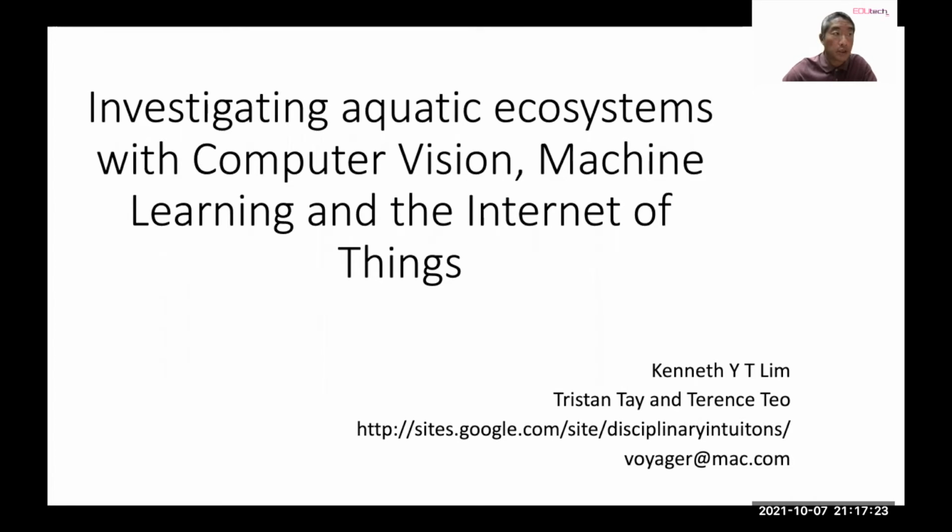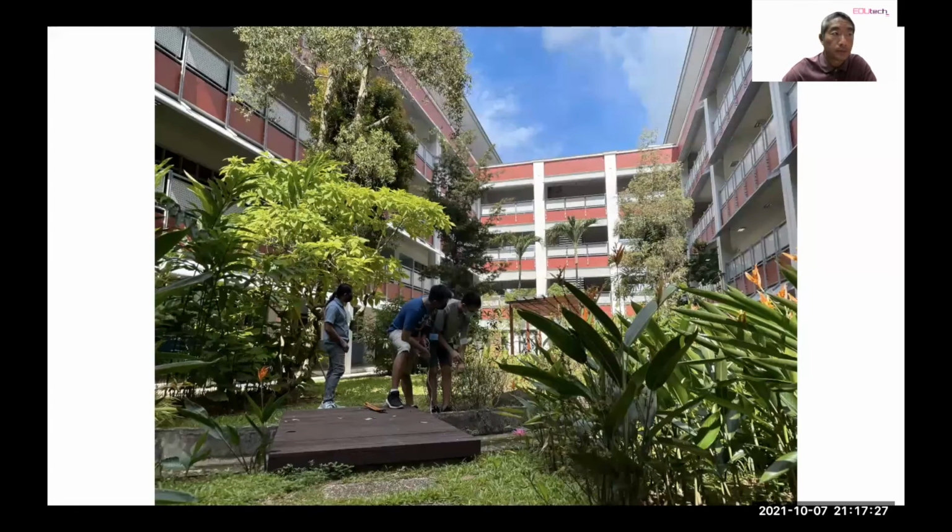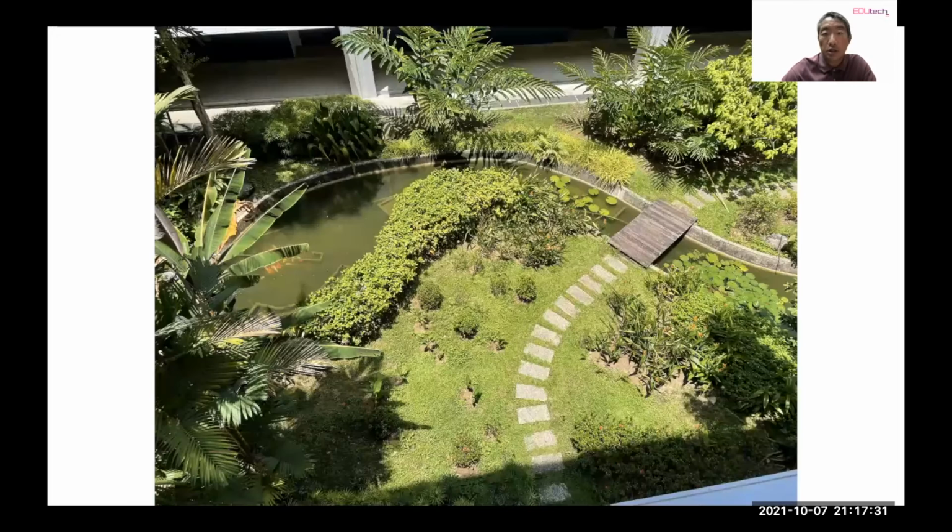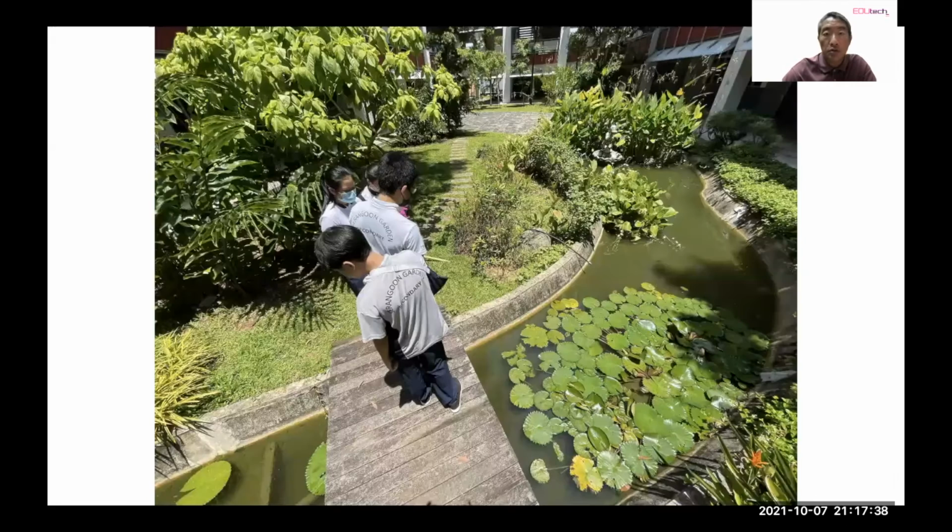Our story begins in a regular state-funded school in Singapore. Like many schools, the school has an ecologically themed area, in this particular case, a school pond. As my students walk along the pond in their daily interactions, they started to notice something peculiar about the pond.